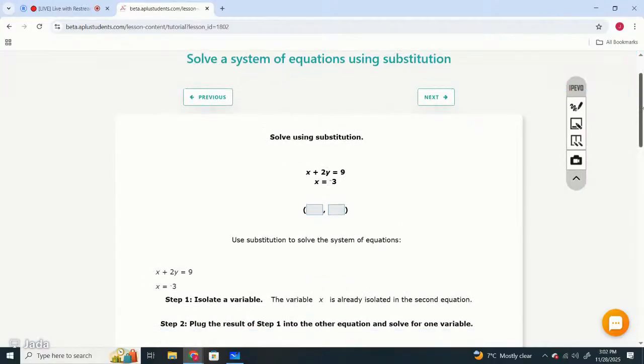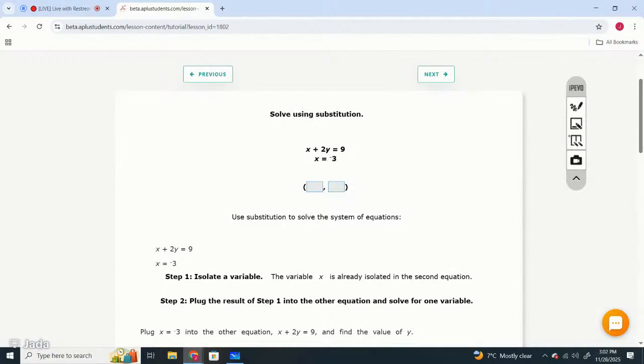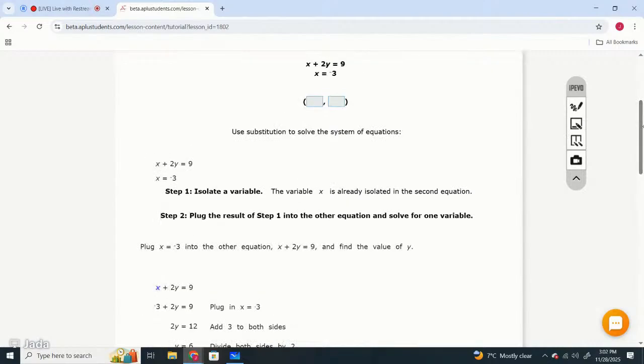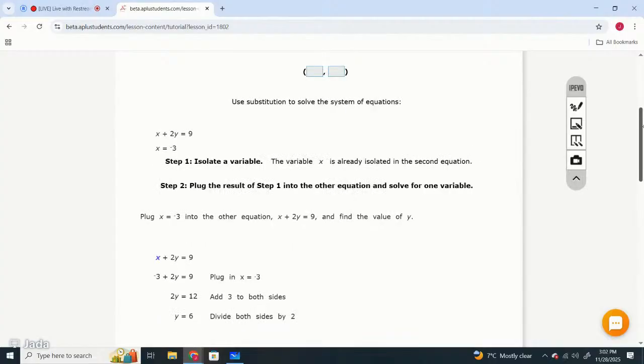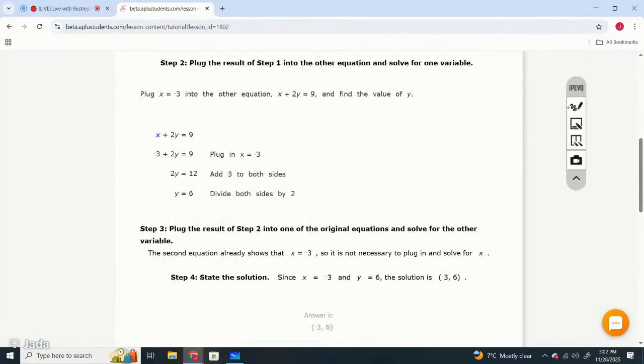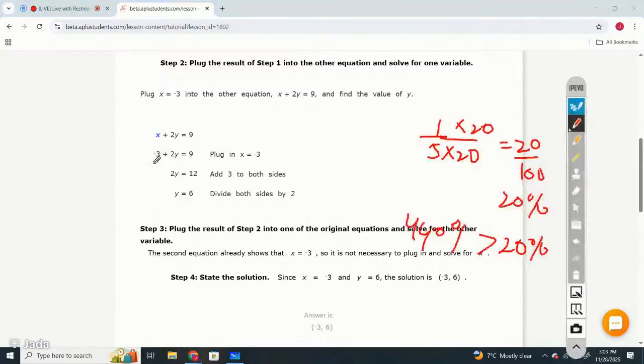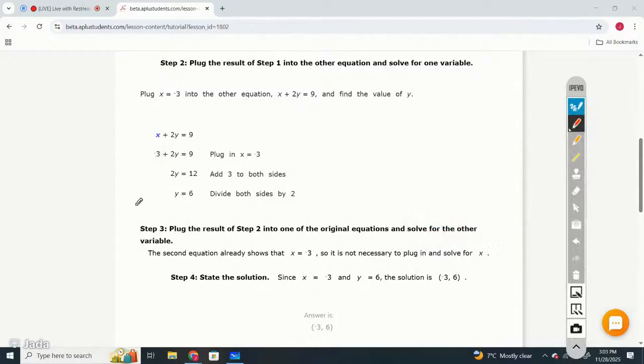x plus 2y equals 9 and x equals negative 3. So let's substitute x equals negative 3 in the equation. So x plus 2y equals 9. Replace the variable x with the value negative 3. So that is negative 3 plus 2y equals 9, right?